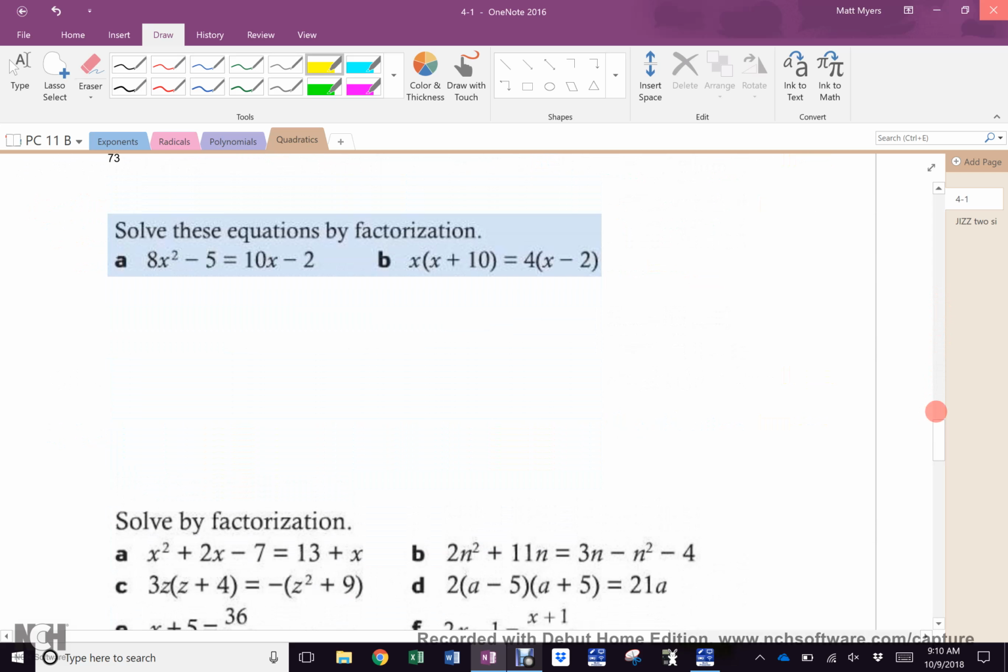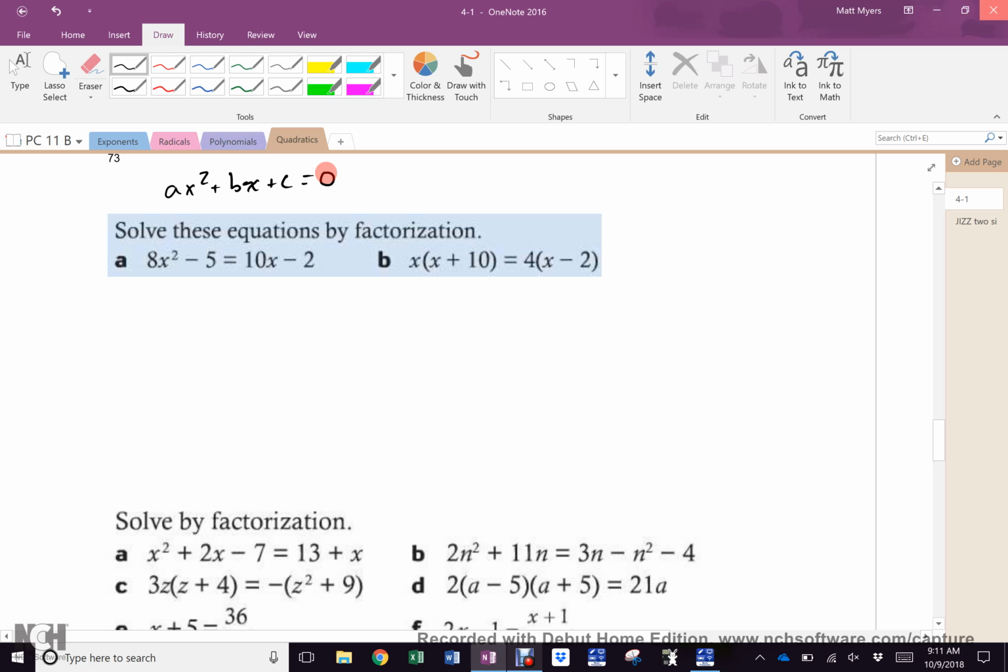What is different about A and B in the highlighted box on this one? They have the number in the front of them. They are not in this form, ax squared plus bx plus c equals 0, are they?